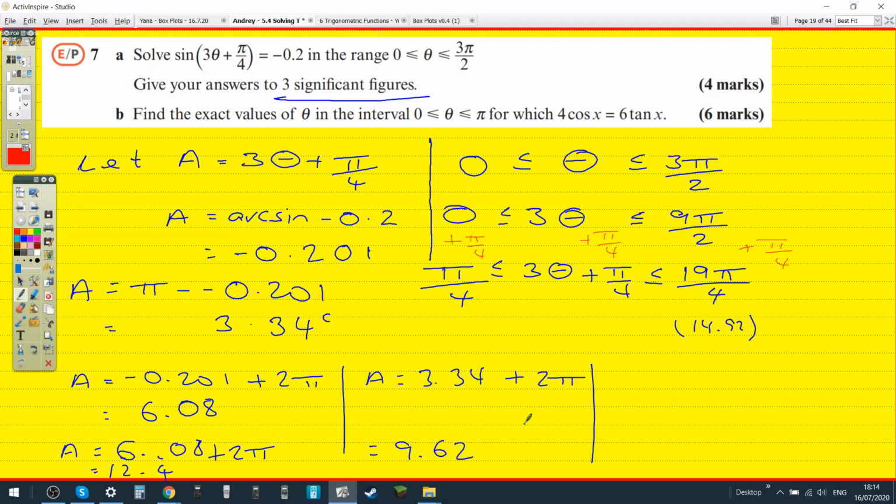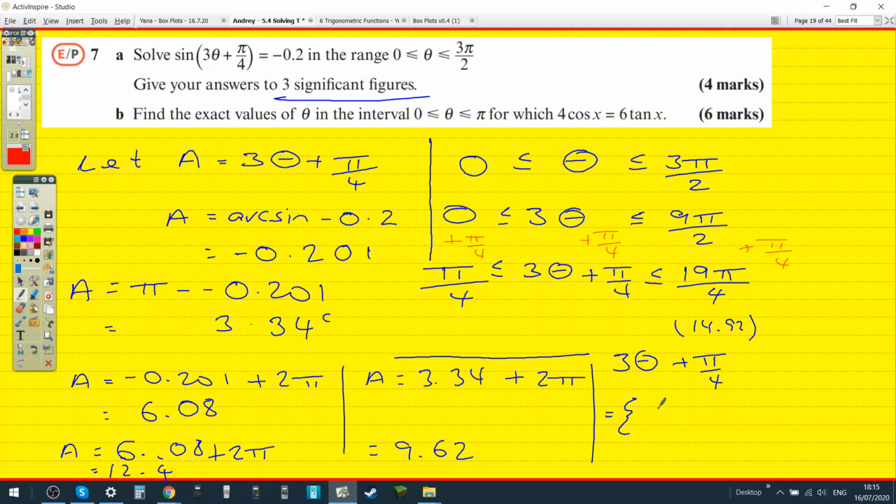So these are my values. Then I just need to now make them equal to theta. They are all equal to a. Yeah. What is a equal to? Arc sine minus 0.2. What else is a equal to? What did we let a be equal to? 3 theta plus pi over 4. Plus pi over 4 is equal to all of those. How do we get what theta is? I just need to solve for theta. Yeah, how would you do that?